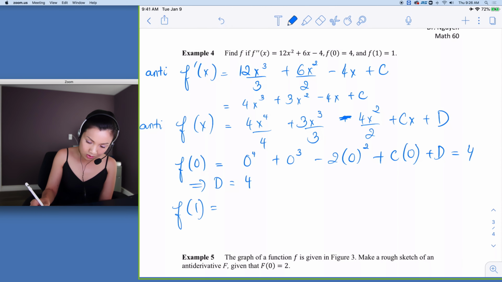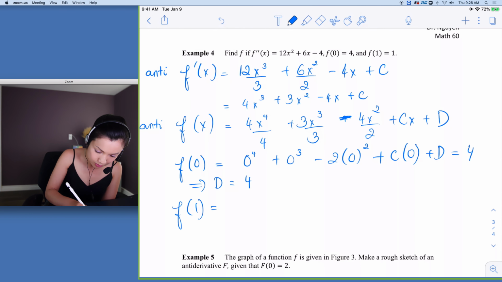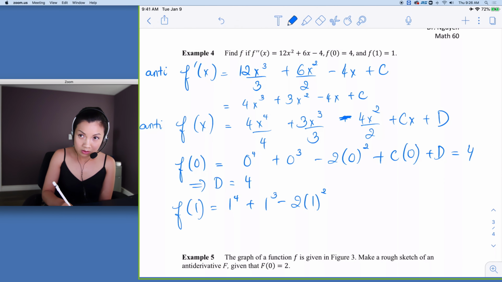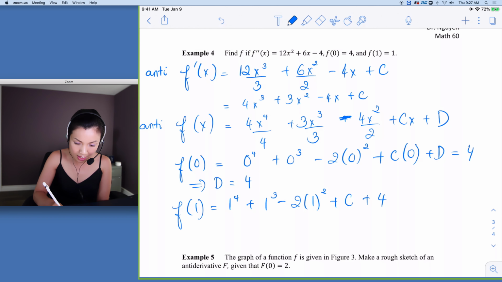Okay, so we use this one. f of 1 is going to be 1 to the 4th power plus 1 cubed minus 2 times 1 squared plus c. And then d we have is 4. And that is going to be 1. Okay, so I got it from here.